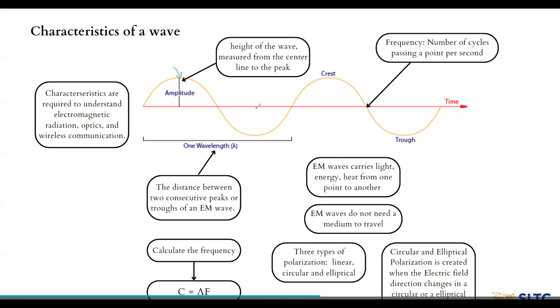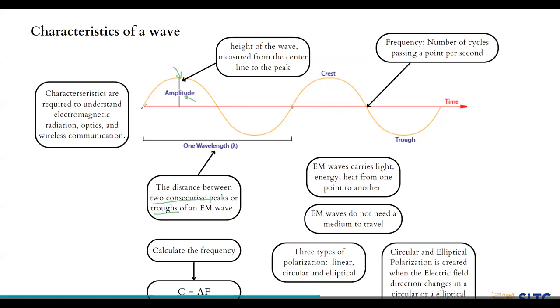And then the wavelength we define as the distance between equal amplitude points. The distance between two consecutive peaks or troughs we call the wavelength. The peaks that we consider which have the same amplitude must be consecutive peaks, and must be in a certain direction.